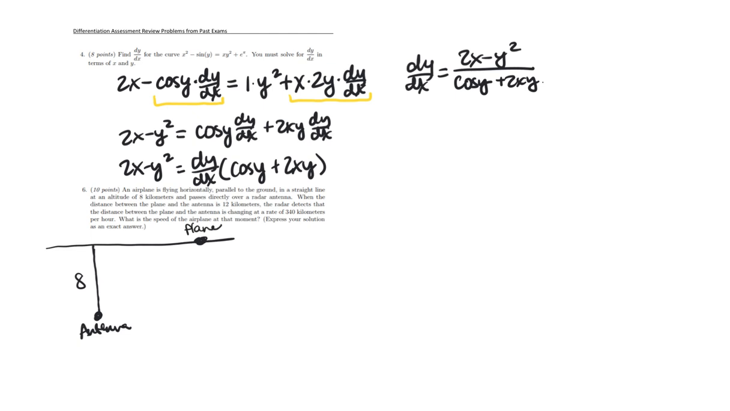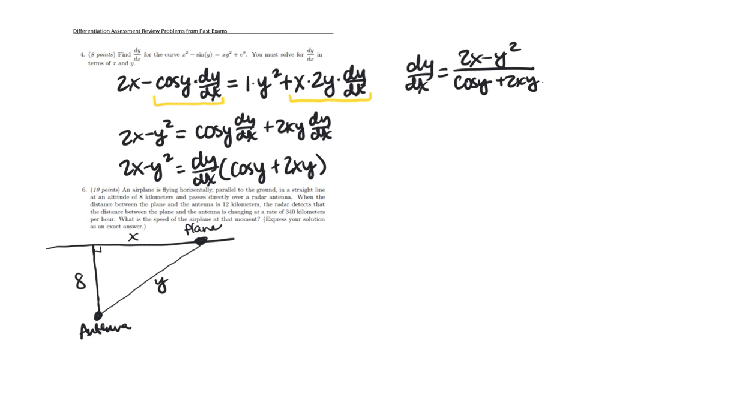When the distance between the plane and the antenna is 12 kilometers, the radar detects that the distance between the plane and the antenna is changing at that rate. At what speed is the airplane moving? So the airplane is moving along, so I can call this maybe x for that distance the plane is changing, and then the distance between the antenna and the plane is also changing. So both of those are changing quantities. Now the 8 is not changing because the airplane is flying at 8 kilometers above the ground. No matter where the plane is, it's always 8 kilometers above the ground. So I can go ahead and label that 8 there already. The other two I'll label with variables because they are changing quantities.